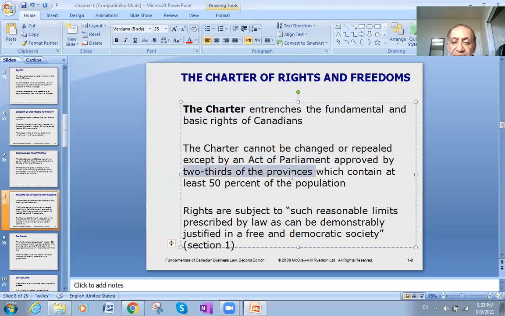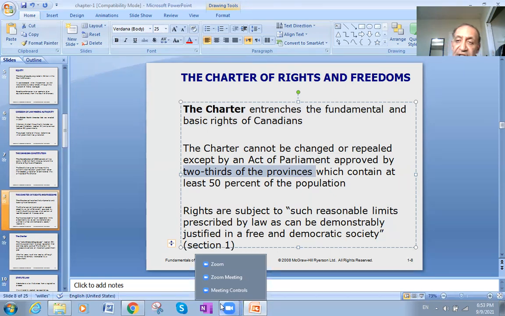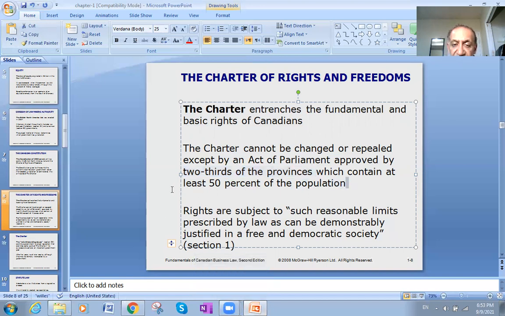Approved by 2/3 of the provinces. So 2/3 of the provinces will approve changing the Constitution and the Charter. It's not easy to change the Charter, which contains at least 50% of the population. So 2/3 of the provinces, but not any provinces count, and all of them together must be not less than, let's say, 50% of the total population. So small provinces together with the big provinces must be around 50% to apply any amendment or any change in the Charter of Rights.